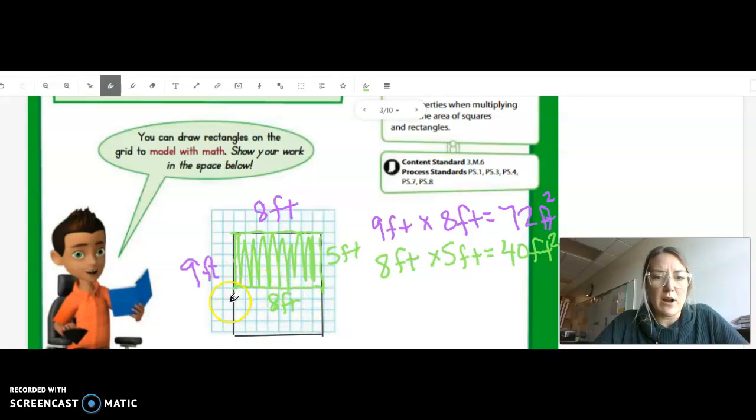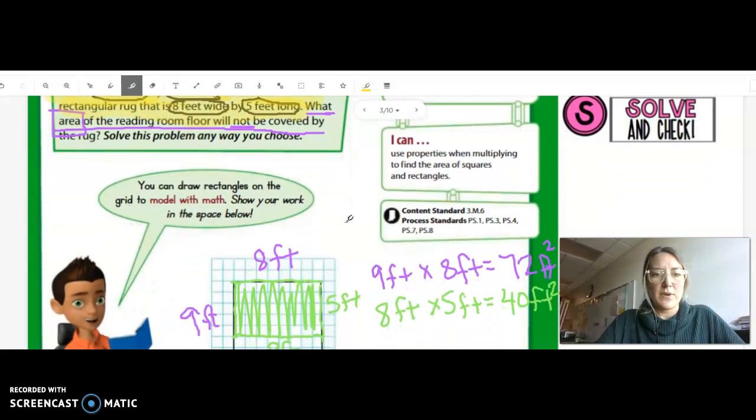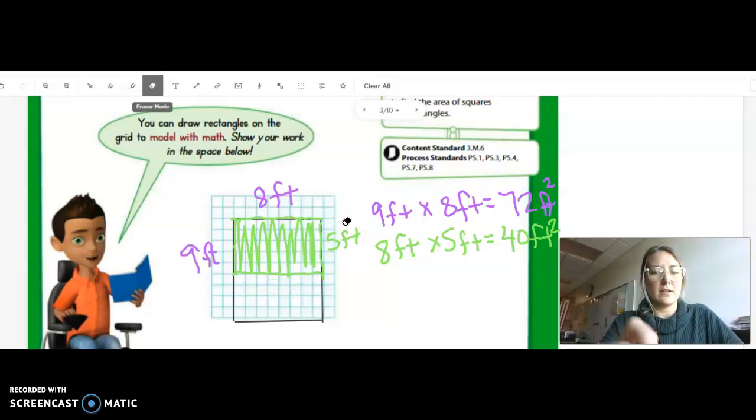Now I need to figure out what this bottom area is. I need to figure out what area of the reading room floor will not be covered. I forgot to highlight that I did the second one. So I can go down and I can do it a couple of different ways.